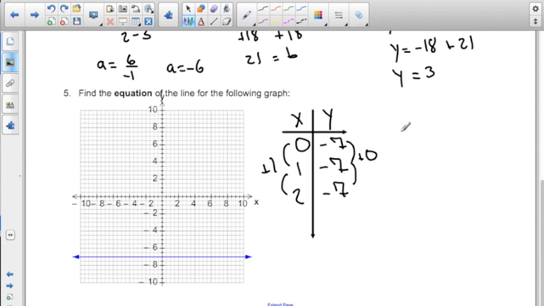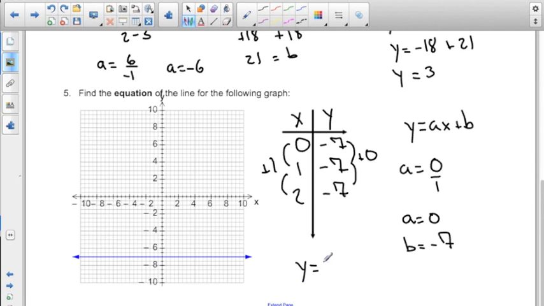Okay? So same thing, y equals ax plus b, and we do the change in y. For a, the change in y, which is 0, over the change in x, which is 1, a is equal to 0. And when x is 0, y is negative 7. So we can say b is equal to negative 7. Now if we plug that into our rule, y equals 0x minus 7. 0 times any number, 0 times 1 is 0, 0 times 2 is 0, 0 times 2000 is 0. 0 times x is going to give us 0. So our rule is just going to be y equals negative 7.